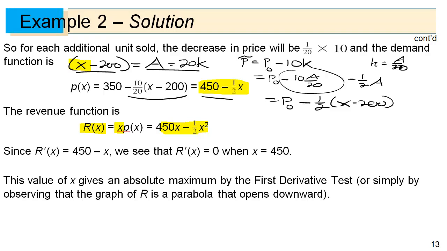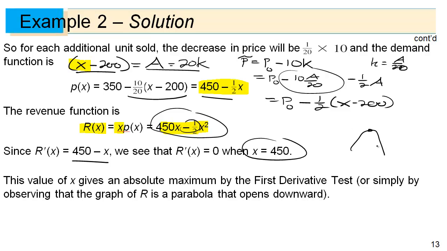Now, if we take the derivative of that revenue function, we can see quite easily that it's just going to be that. And then if we set that equal to 0, we get 450. Now we know this is an absolute maximum by the first derivative test, or simply by knowing what this function looks like. If we graph that function, we know it's a quadratic facing down because of the -2. So any critical value we find is going to be a max. And so x equals 450 is our max, which means, remember, that's the number of units sold.